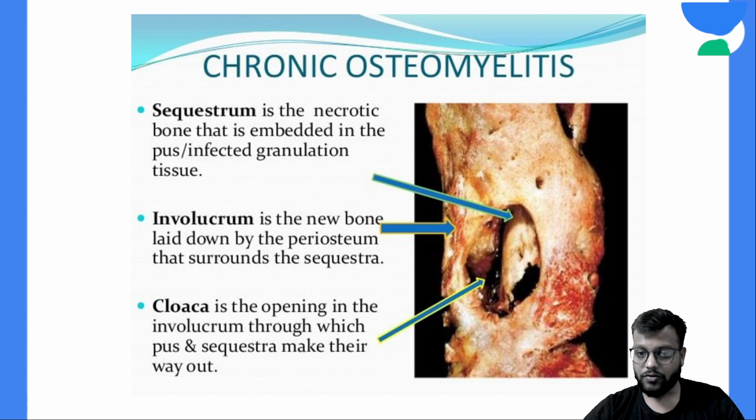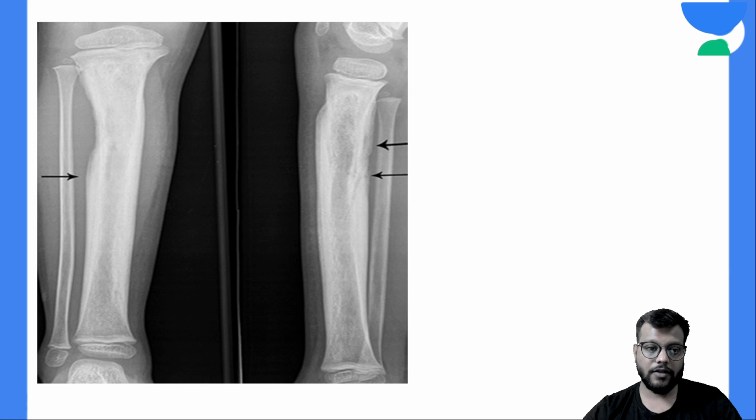Here also you can see this is your dead bone, sequestrum, necrotic bone, the involucrum here, which is the new bone formation, and the cloaca sinus, the opening from which the pus and the sequestrum come out. This is your chronic osteomyelitis. Here also this is your new bone formation, involucrum. Here you have this sinus, cloaca, and a dead necrotic bone, which is your sequestrum. Very easy to identify.